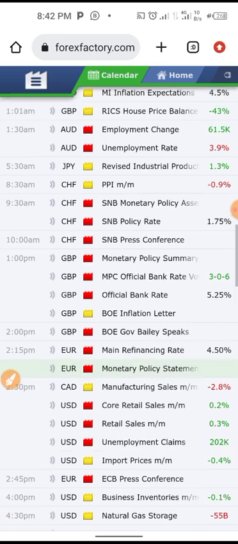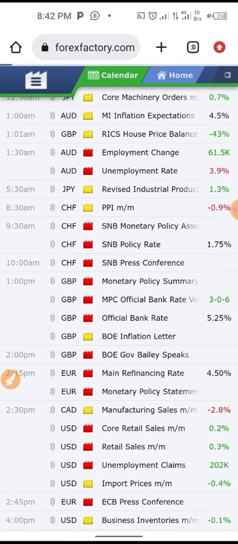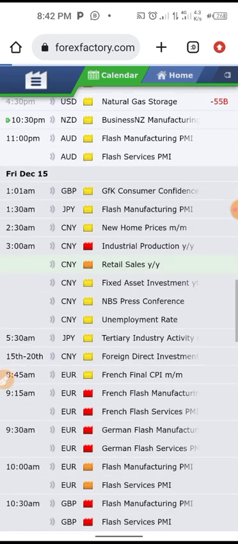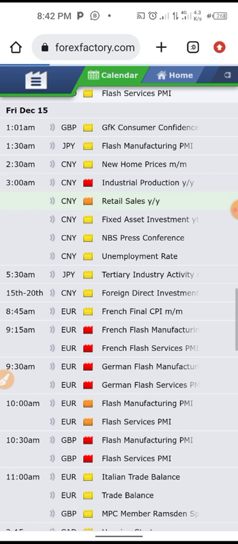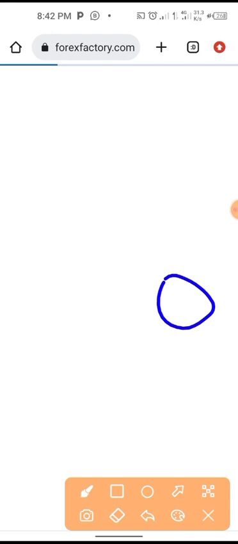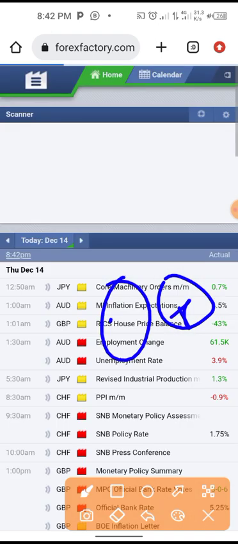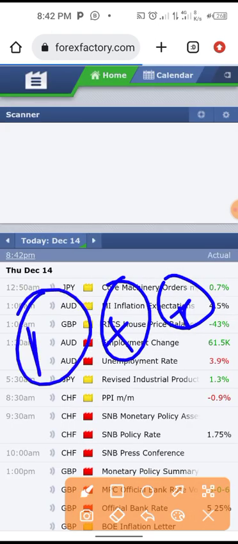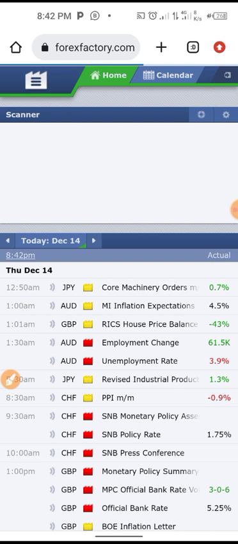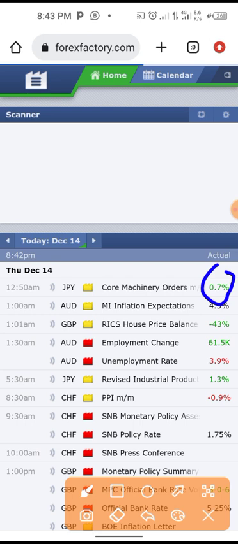Let's go back to today's news. What I'm trying to tell you is that there is a previous number, there is a forecast number, and there is an actual number. These are what you use to determine the news. Now, looking at this news, you say this is positive news. That's why it comes out as green. This is negative, coming out as red.